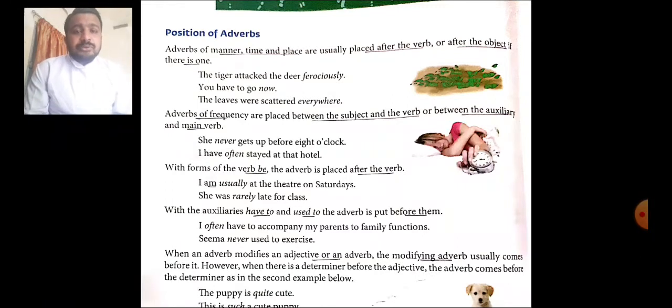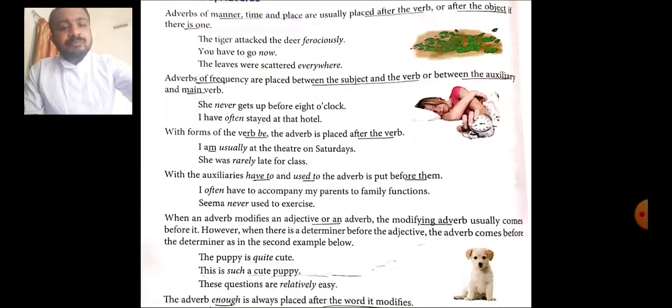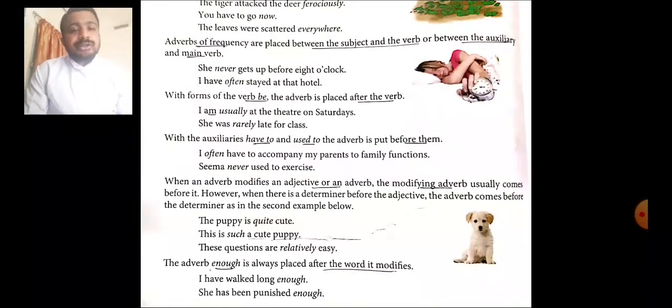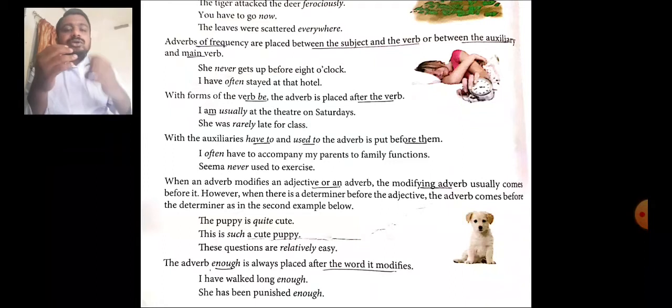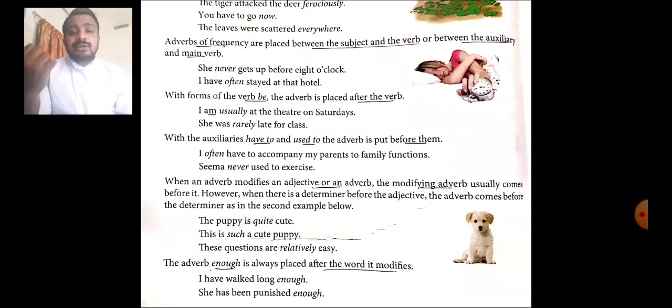Now, with the auxiliary verbs have to and used to, the adverb is put before them. I often have to accompany my parents to family functions. Seema never used to exercise. But when this have to or used to comes, then the adverb has to be put before that.